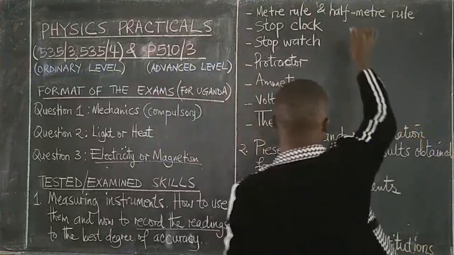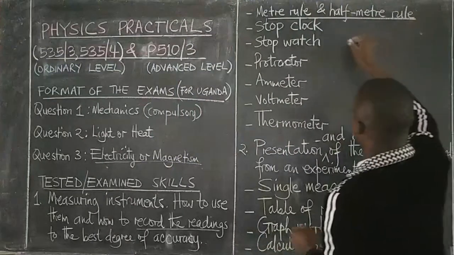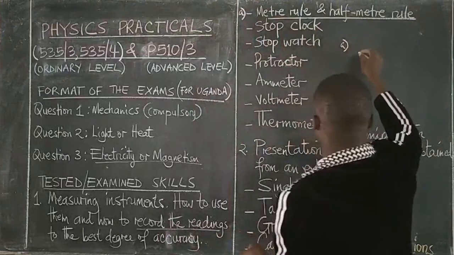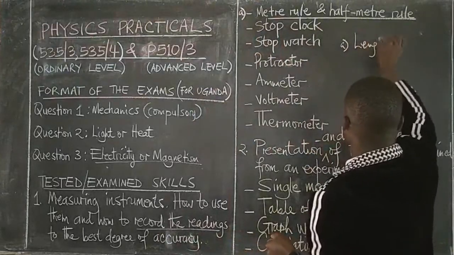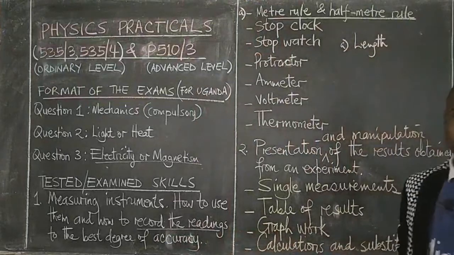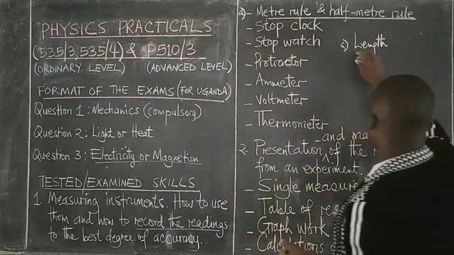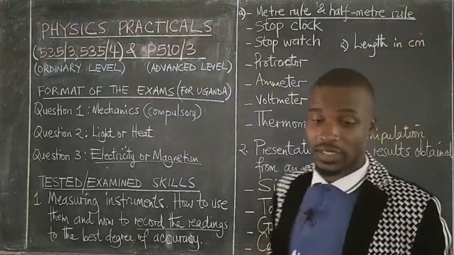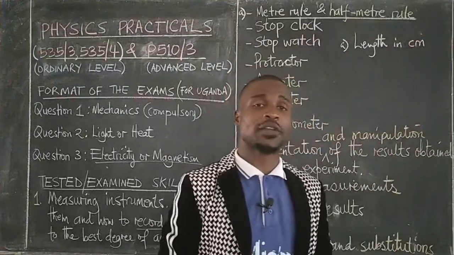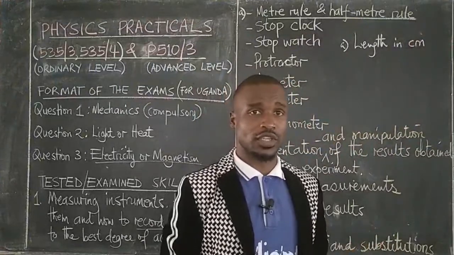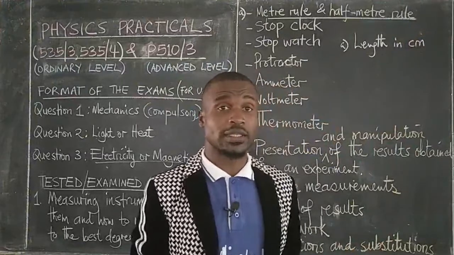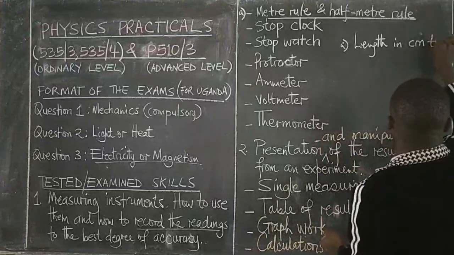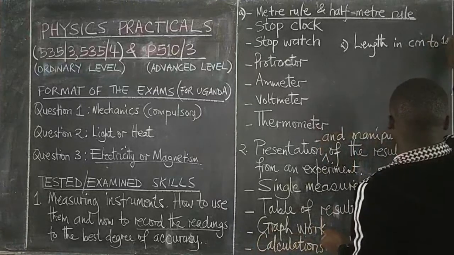And if you are recording here using a meter rule or a half meter rule, I will call this part A. So for part A, we are recording length. We use these 2 instruments, actually, which is the same instrument, for recording length in centimeters. That's the default, centimeters. If they have not specified, for example, in light, the distances measured using a meter rule should be in centimeters. So, length in centimeters to 1 dp, 1 decimal place.